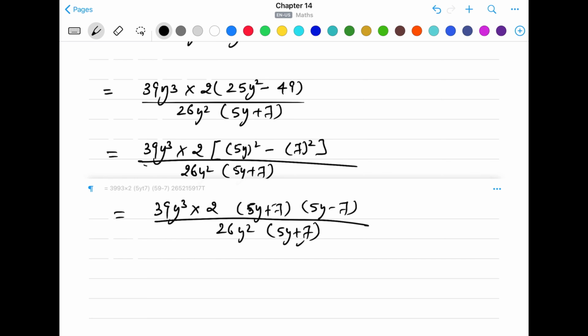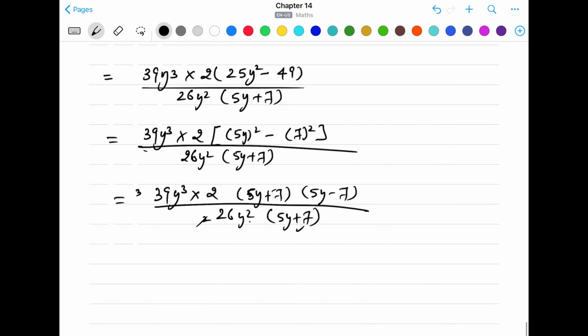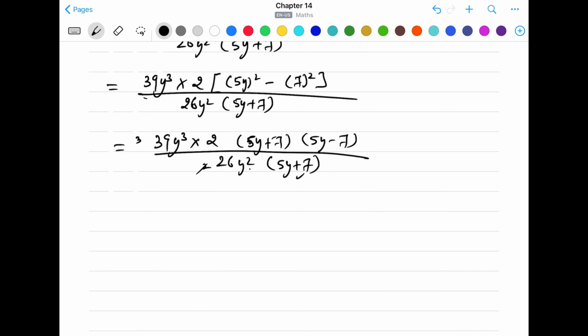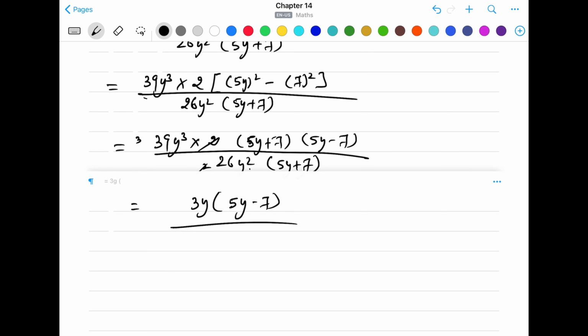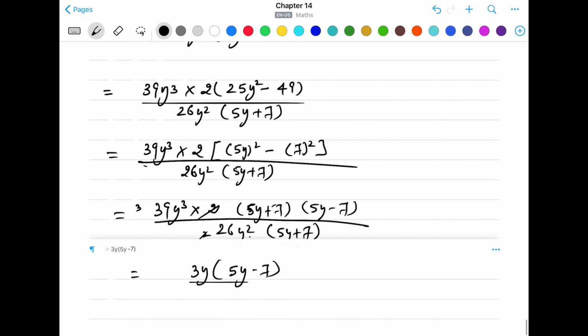Now in 39 and 26, when you divide them by 13, you get 3 here and 2 here, so these 2 will cancel out. Also this y square will cancel the y square in the denominator. So we're left with only 3 into y into 5y minus 7. So that's the answer of part 7 of question number 5.